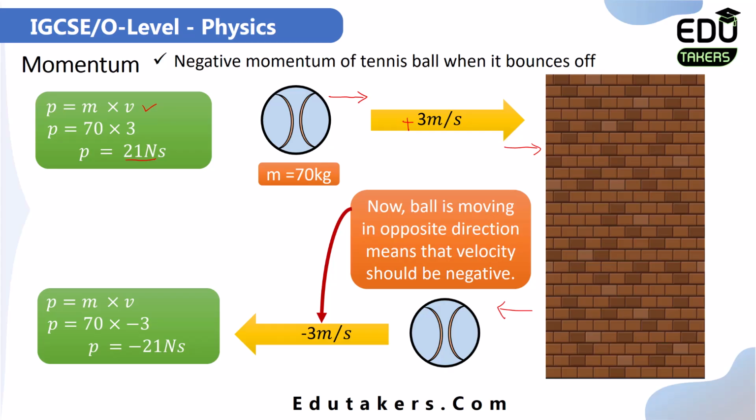So there is minus 3 meter per second velocity with which this ball is moving. When you calculate the momentum of that situation, I simply write here momentum is the product of mass and velocity. Mass is again 70 kg, but the velocity in this case is minus 3 because of the opposite direction. So you get the momentum minus 21 Newton second.